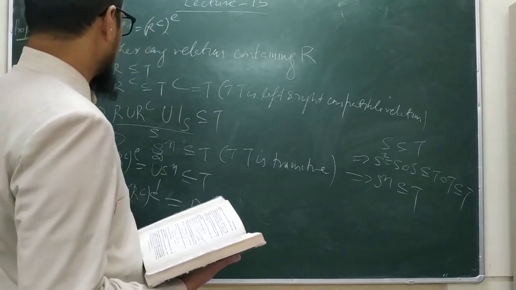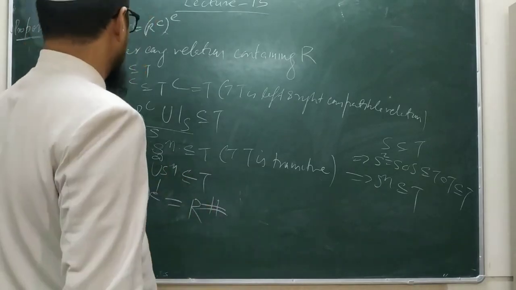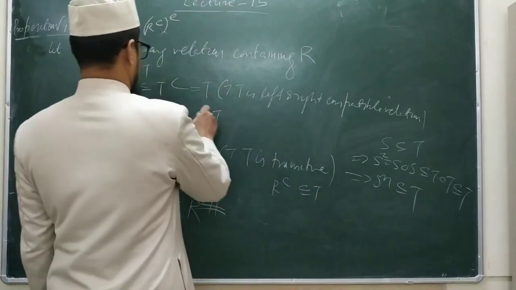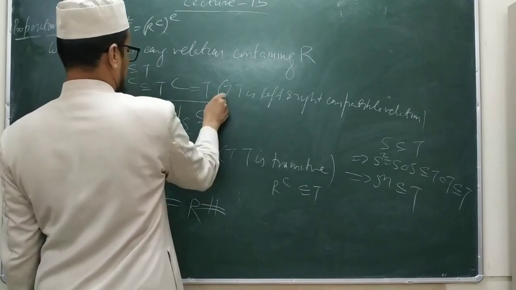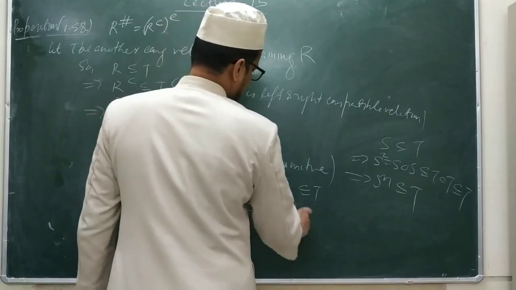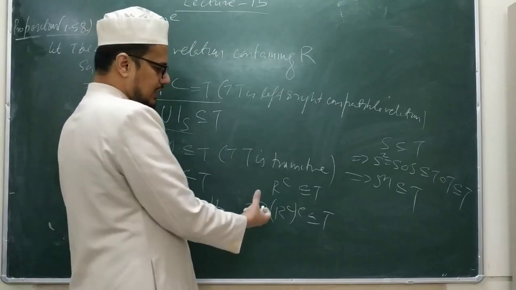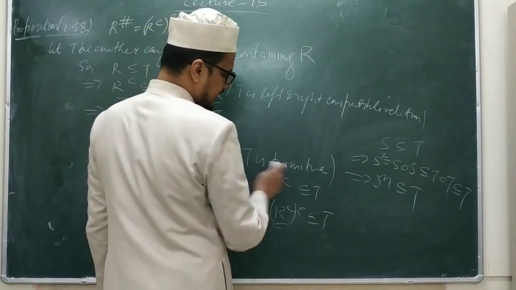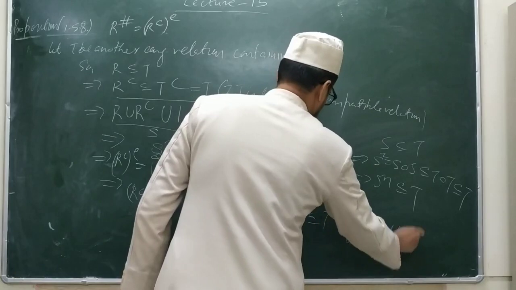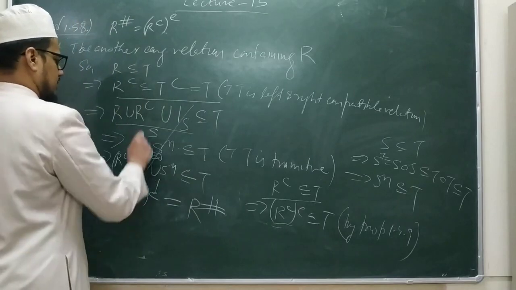Basically, they have proved it by another approach. In the book it is proved that when RC is contained in T, correct? From here, when RC is contained in E, then it implies directly that RCE is contained in T. Why? Because RCE is the smallest equivalence relation containing RC. So of course RCE is contained in T. This is by proposition 1.4.9. It's a good reason.